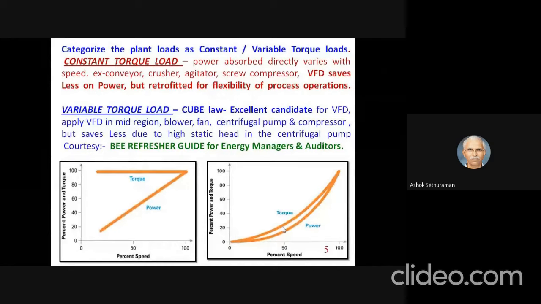This variable torque load applies especially to centrifugal fans, blowers, AHUs, air washers, centrifugal pumps, thanks to limiting the static head, and centrifugal compressors. Screw compressors do not come into this. So the BEE refresher guide, I will suggest each and every one of us visit the BEE refresher guide. They have given enormous inputs. What are the updated inputs on energy conservation and management? It is a good input for us.